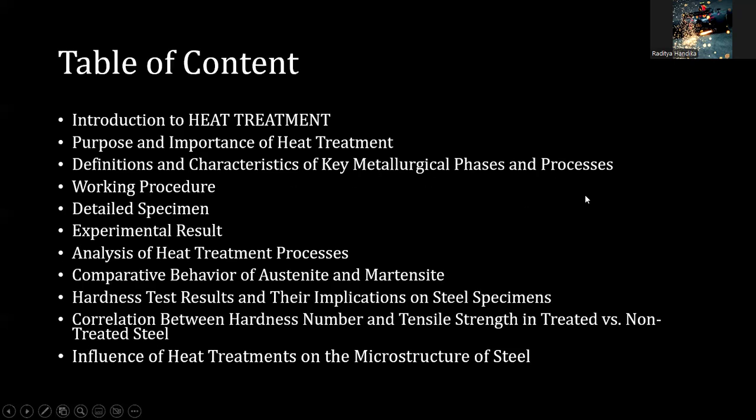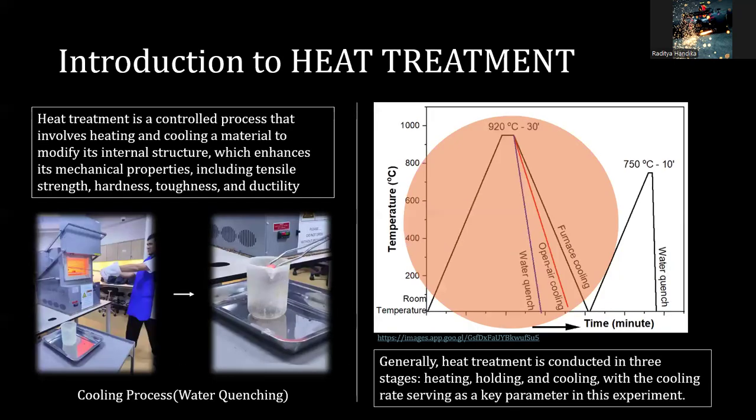So here is the table of contents. The first one is the introduction to heat treatment. Basically, heat treatment is a controlled process that involves heating and cooling a material to modify its internal structure, which enhances its mechanical properties, including tensile strength, hardness, toughness, and ductility. Generally, heat treatment is conducted in three stages: heating, holding, and cooling, with the cooling rate serving as a key parameter in this experiment.